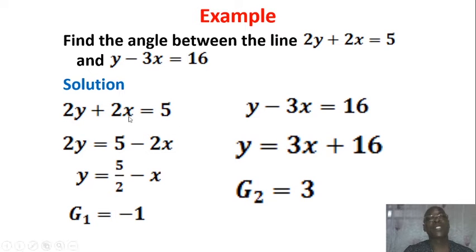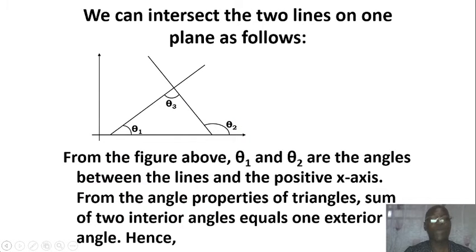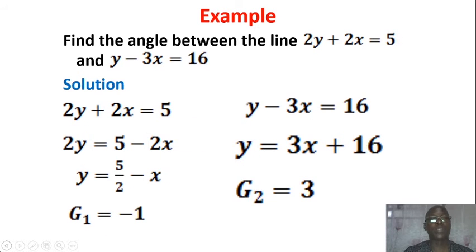We take an example. Example says, find the angle between the lines 2y plus 2x equals 5 and y minus 3x equals 16. What do you need to do? I've already told you how to get the gradient of a line given the equation. In each case, make y the subject of the formula and take the coefficient of x, only to see that G1 is minus 1 and G2 is 3.